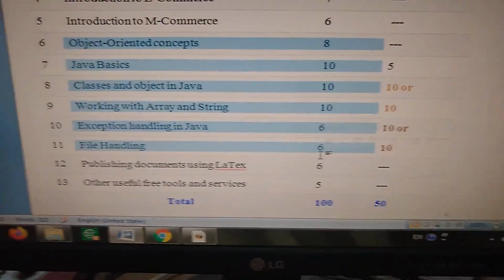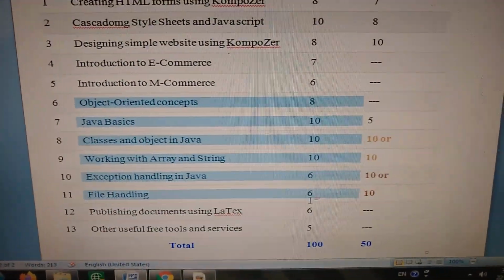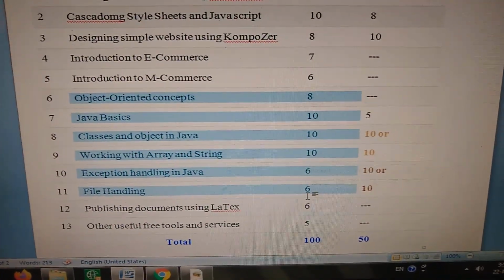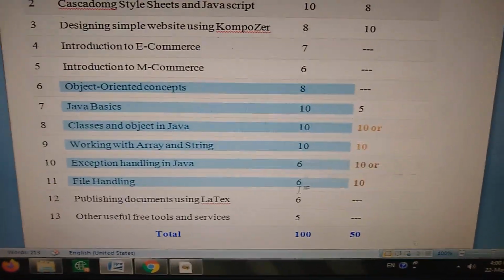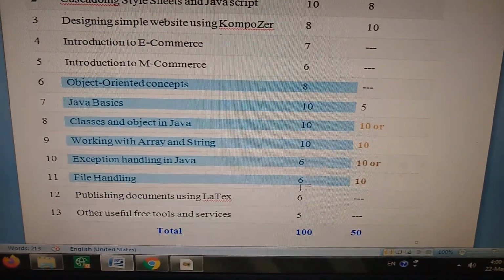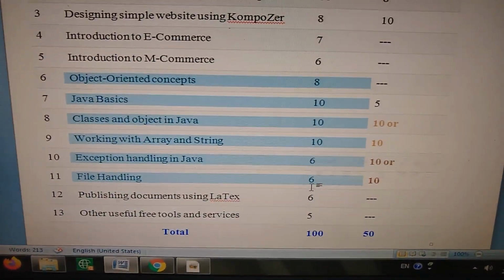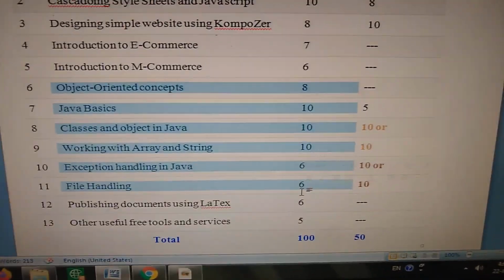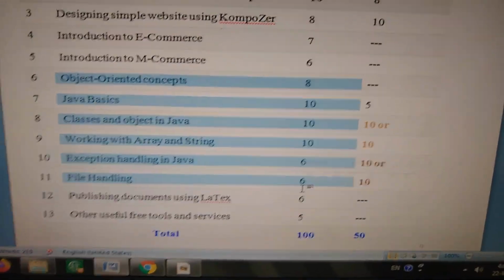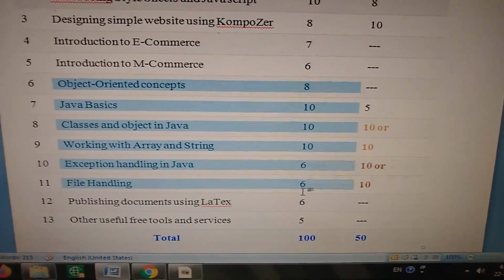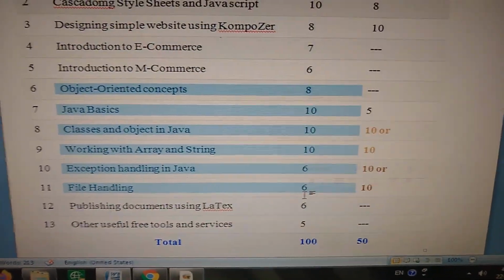Chapter number 12 is publishing documents using LaTeX, where we prepare symbols that cannot be typed from the keyboard, like the sigma symbol. Plus we learn how to prepare printing material like textbooks, booklets, and magazines nicely. The third is other useful free tools and services, some latest technology, but latest means latest from five years ago, like VLC media player and other things we have to learn how to manage. That is a part of chapter number 13.